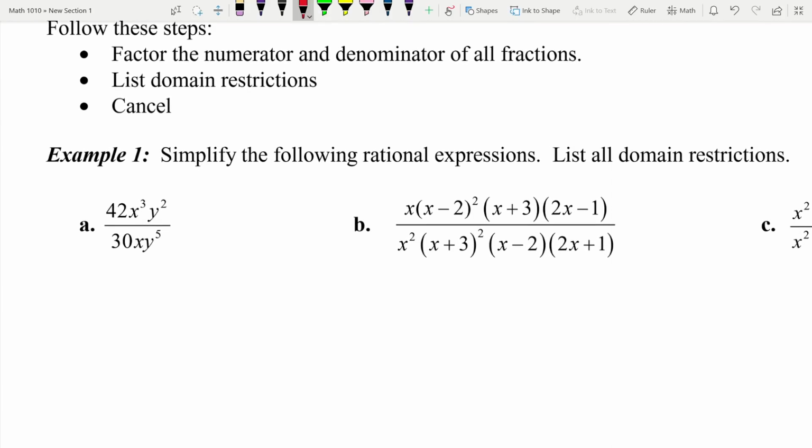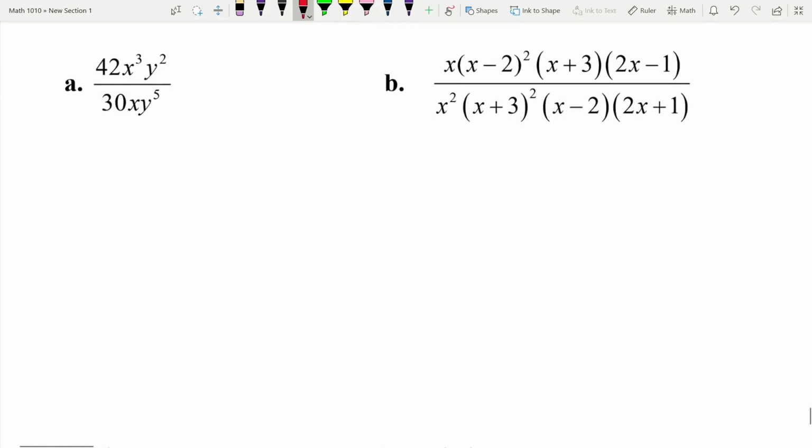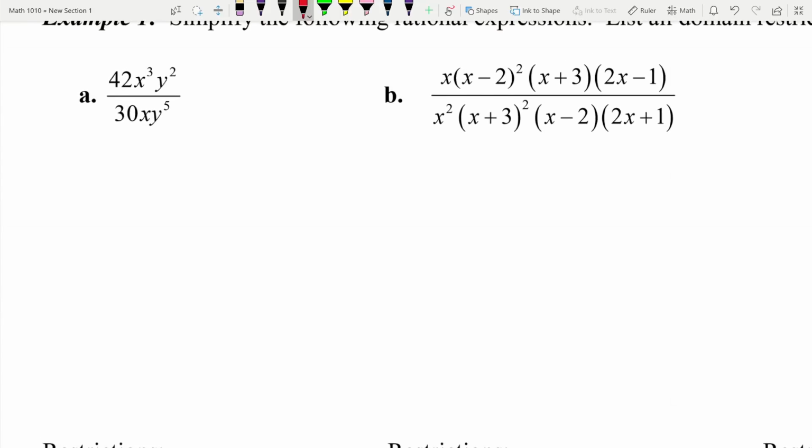We're going to factor everything. We're going to list our restrictions, and then cancel what we can cancel. Okay? So if you look at question A, there's nothing to factor. This is just a monomial over a monomial. So when you're listing restrictions, you look at the bottom and you set the bottom equal to 0.